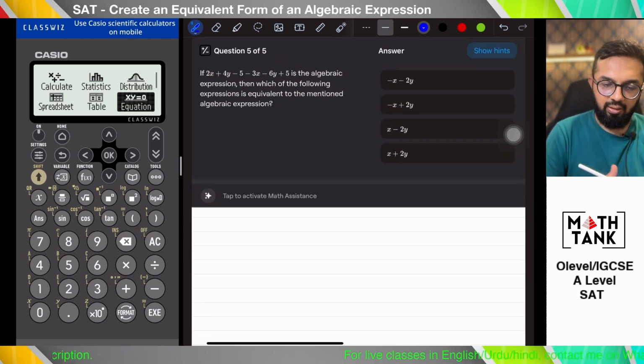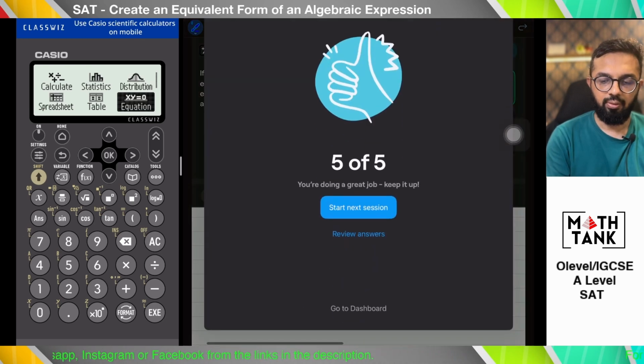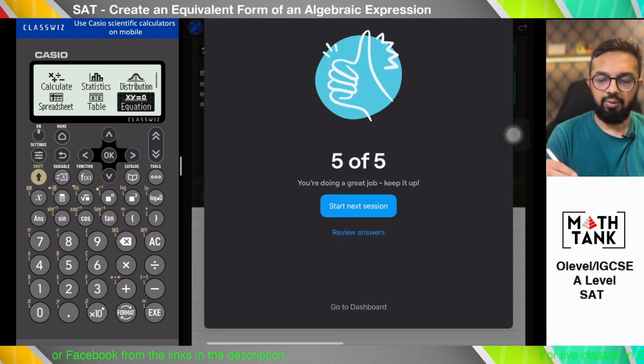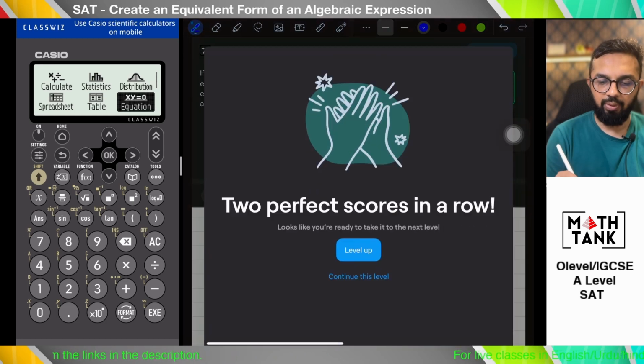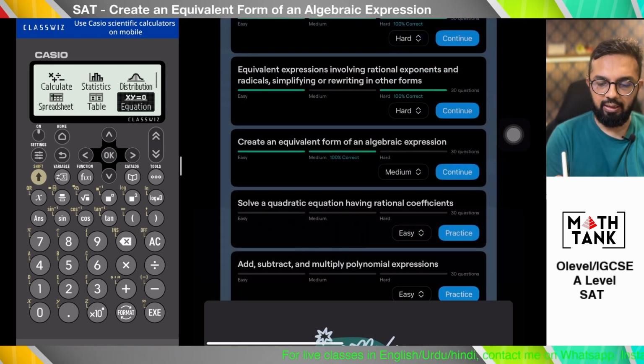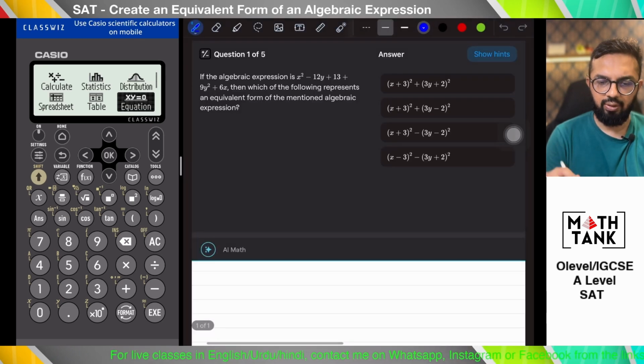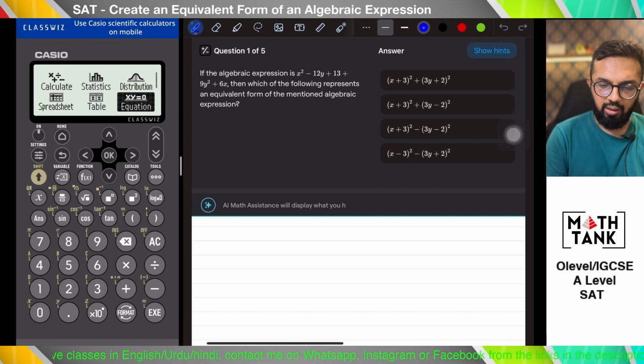The next one, addition and subtraction. So 2x minus 3x plus 4y minus 6y minus x minus 2y. That is the correct answer. Let's see if we have more medium level questions. I am going to go with more medium level questions and then level up, because I've just gone through 5 of them. Okay, let's look at this.